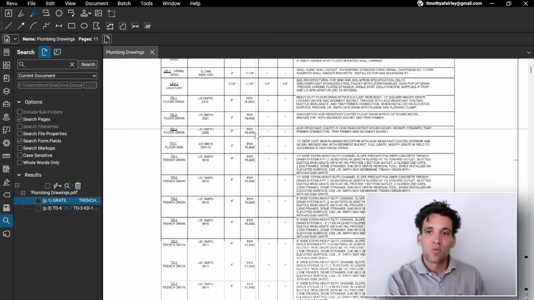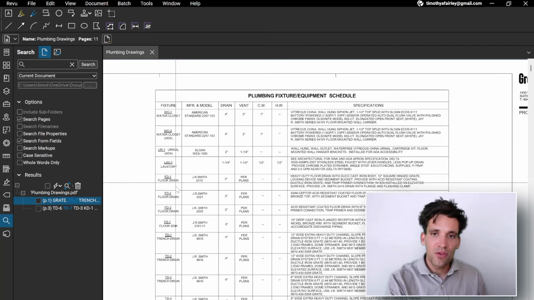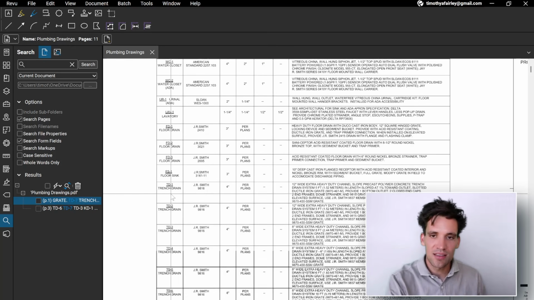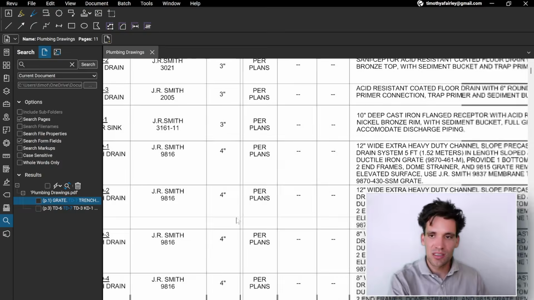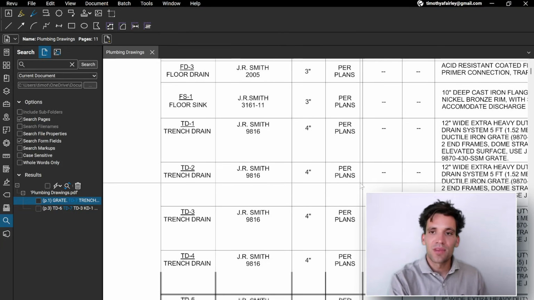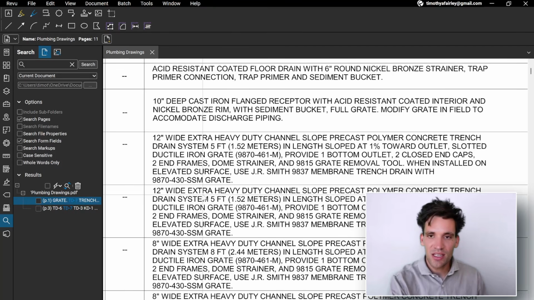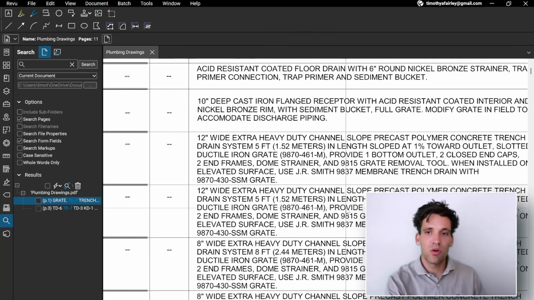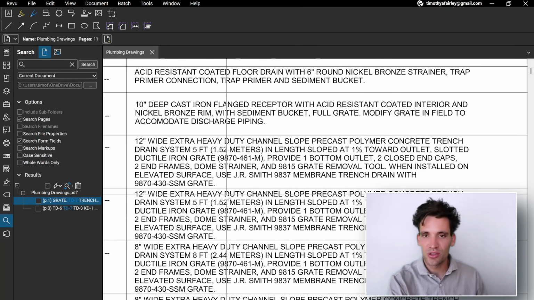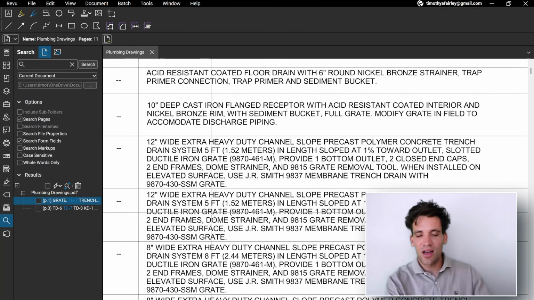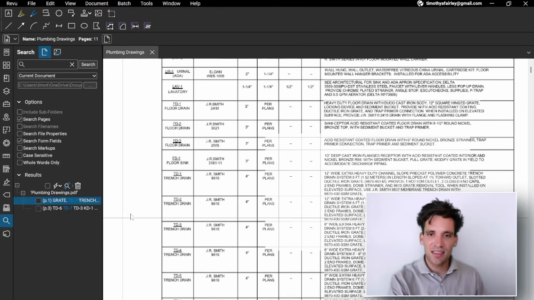So when you're talking about these plumbing fixtures, often these will be types. So like, for example, TD2 is trench drain type 2. That same tag might be used in lots of different places. So there will be a product specification. So TD type 2 is a 12-inch wide, extra heavy duty channel slope precast polymer concrete trench drain system, 1.52 meters in length, sloped at 1% towards slotted ductile iron lid. So it's describing exactly what it is.